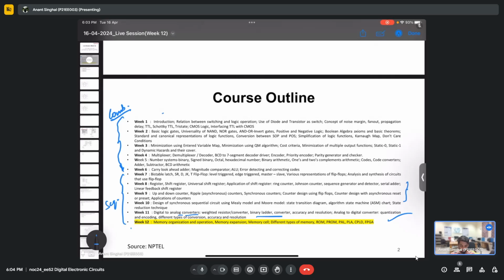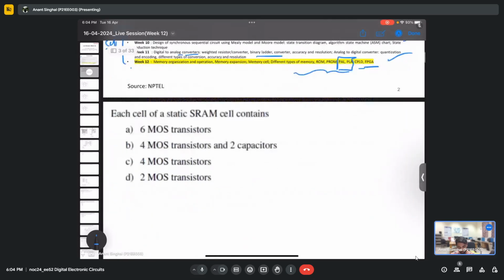We'll now end this course with a more application-oriented or theoretical topic, which is memory organization. We'll be studying different types of memory in this lecture. That will be RAM, ROM, PROM, and some of the programmable logic devices such as PAL, PLA, etc. And then there are FPGAs that we'll be studying about. So this lecture will be more theoretical because we have theoretical topics and some numericals related to these memories. So let's start with the first problem.